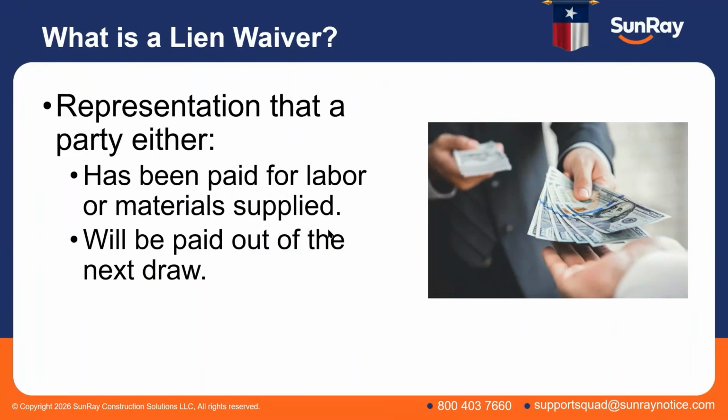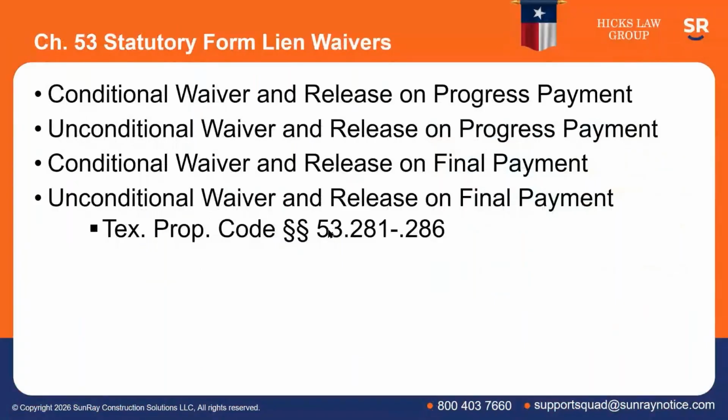What is a lien? Just basically, what am I talking about? What is a lien waiver? It's just a representation by you that says that you've been paid for the labor or the materials that you supplied, and you will be paid out of the next draw. That's what it is. And whether you have been paid or are waiting for payment determines whether you sign a conditional form of lien waiver or an unconditional form of lien waiver. We're going to talk a lot about that in a few minutes. So don't stress there if you don't know what I mean by that.